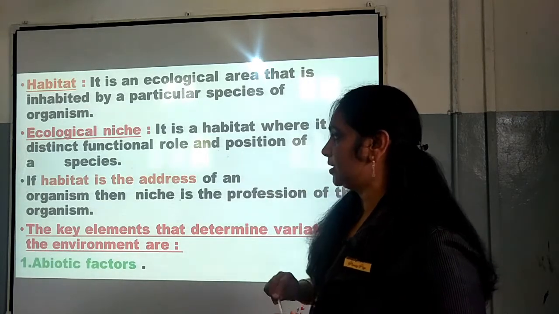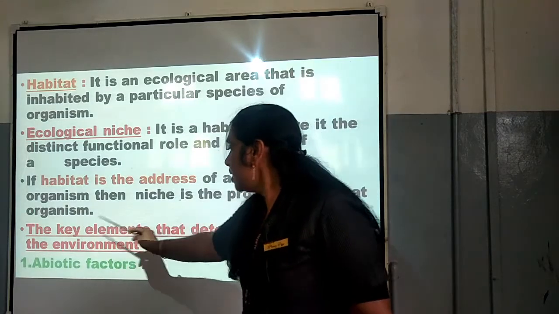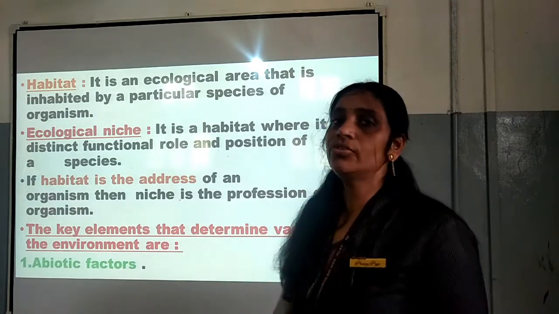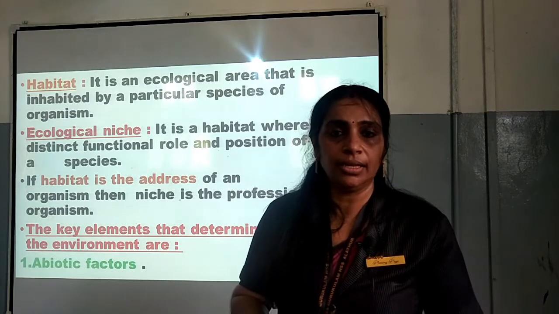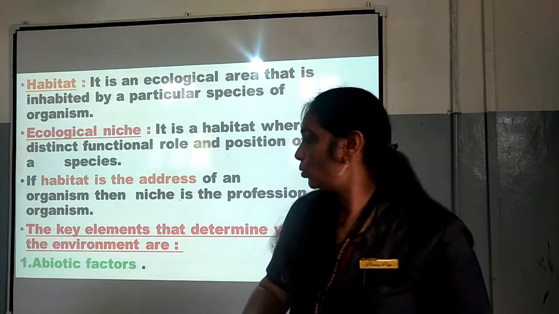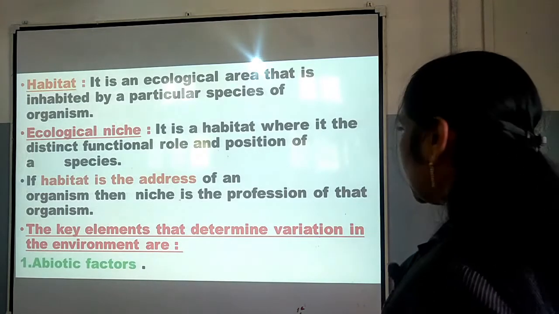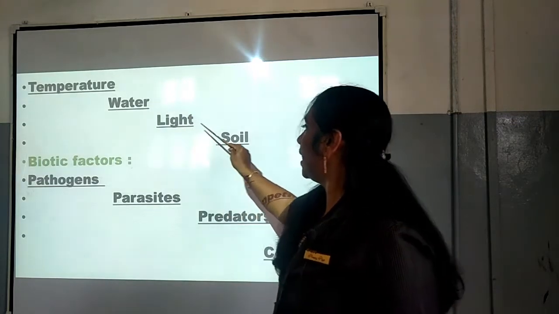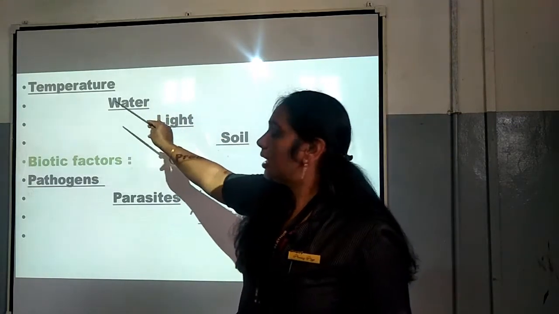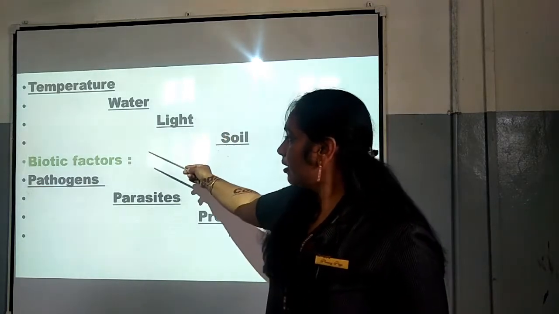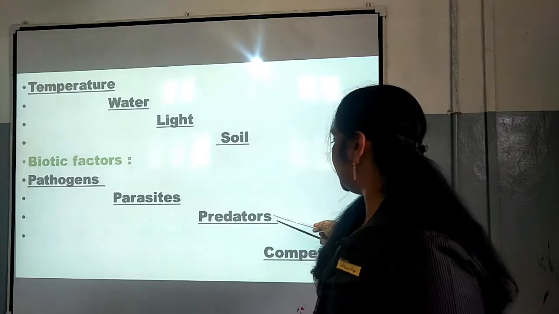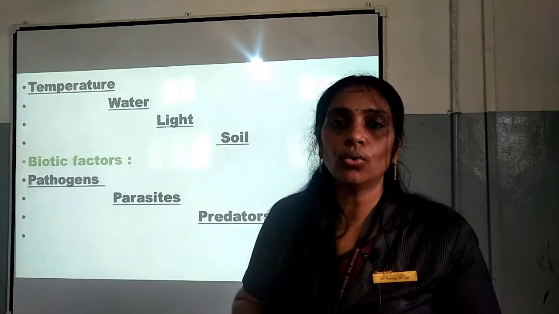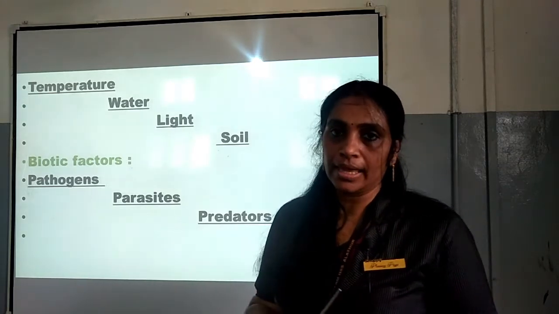It is again important. Now, the next thing is the key elements that determine variation in the environment. In the environment, variations take place, isn't it, my dear children? We know that, and this variation takes place due to abiotic factors as well as biotic factors. The abiotic factors are temperature, water, light and soil. Related to them we are going to study in detail. And the biotic factors are pathogens, parasites, predators as well as competitors. So, these are the two kinds of factors which play an important role in bringing variations in the environment.